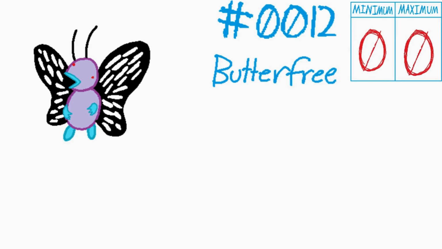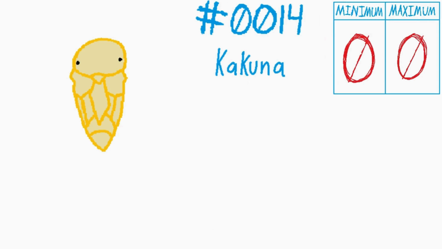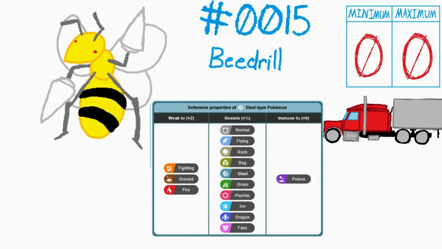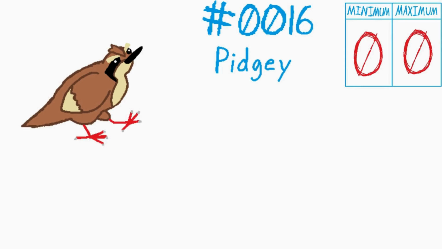Butterfree. At first, Butterfree could defeat one truck at max on the spreadsheet, but I heroically and valiantly fought against this injustice because that is pure baloney. Kakuna, refer back to Metapod. Beedrill. Well, Beedrill's stinger isn't really large enough to damage the truck in any meaningful way, and poison has no effect because number one, it's a truck, and number two, it's a steel type, and steel is actually immune to poison. Pidgey, they're a pigeon.